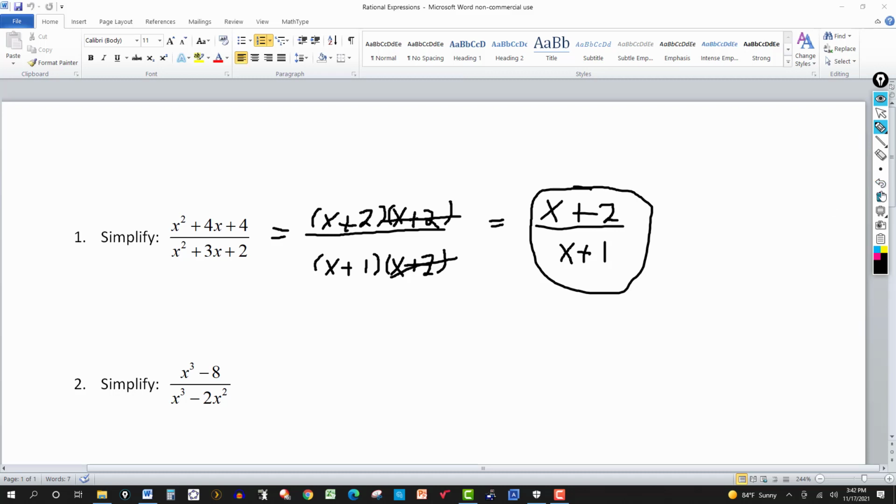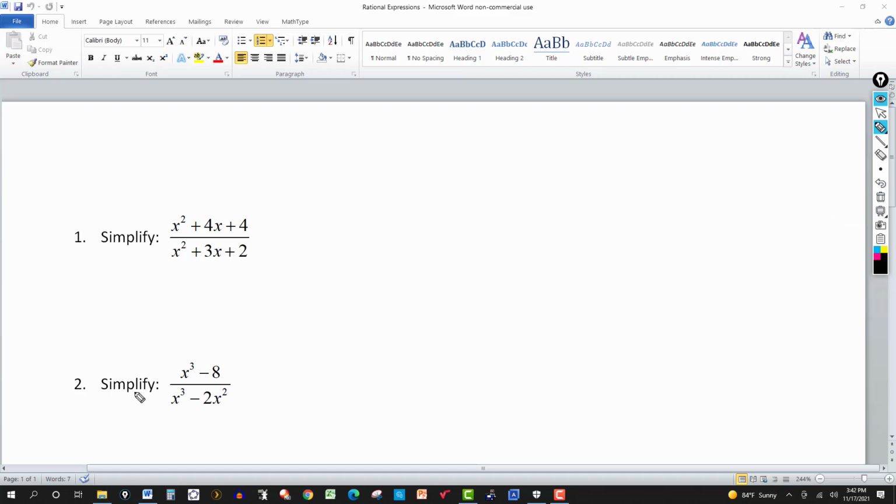Now let's cancel this out here. Now the second one, we have x cubed minus 8. Again, we're simplifying, and we're trying to reduce this to lowest terms. You have the difference of 2 cubes in the numerator. So again, there's a formula for the difference of cubes. You should know this formula if you're working on anything involving rational expressions or just polynomials in general.